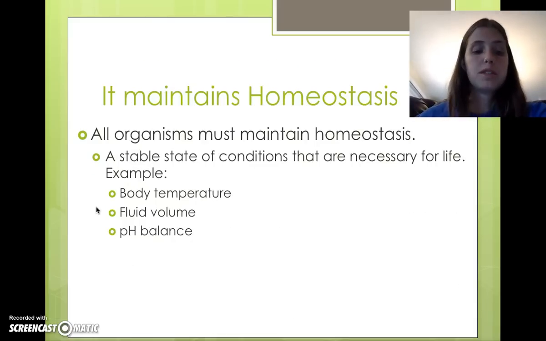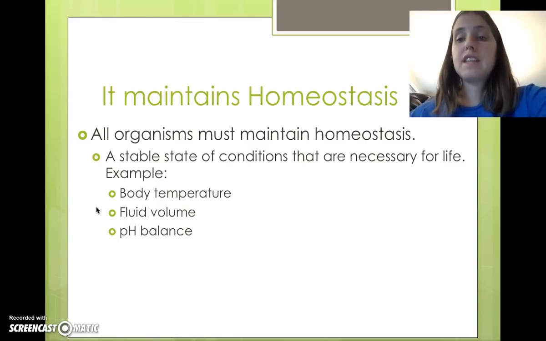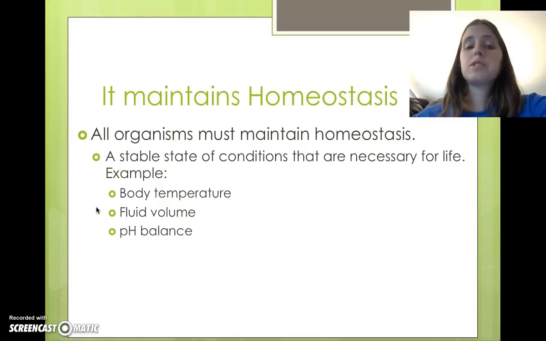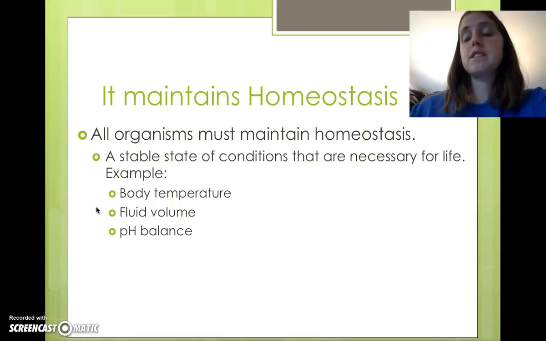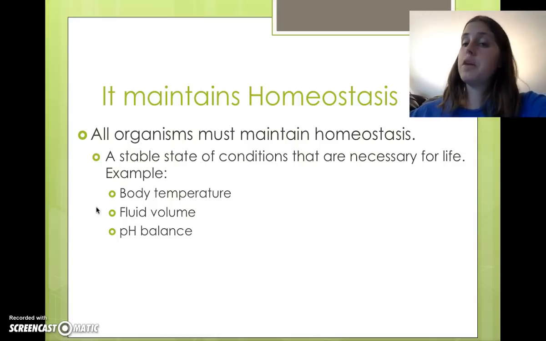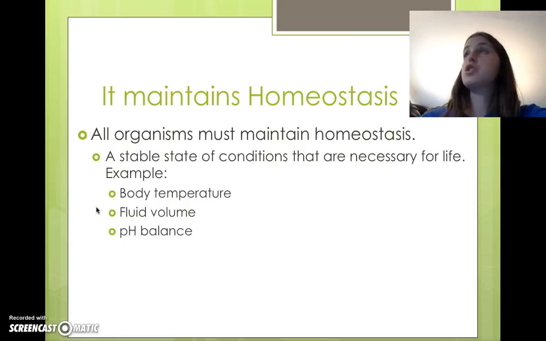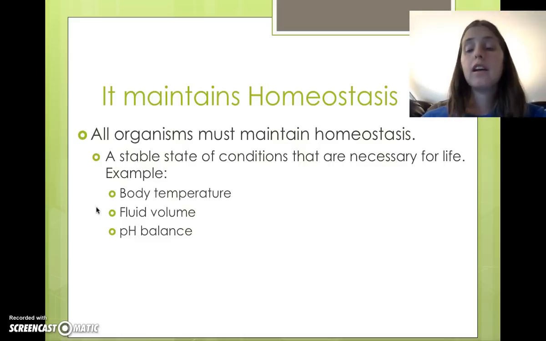It maintains homeostasis. So all organisms must maintain homeostasis. Homeostasis is basically balance, a steady state of conditions that are necessary for life. So with humans, homeostasis is our ability to maintain our body temperature. You all know we have a body temperature of 98.6 degrees. And so our ability to keep that body temperature, no matter what the temperature is outside, is a part of homeostasis. Also our fluid volume.